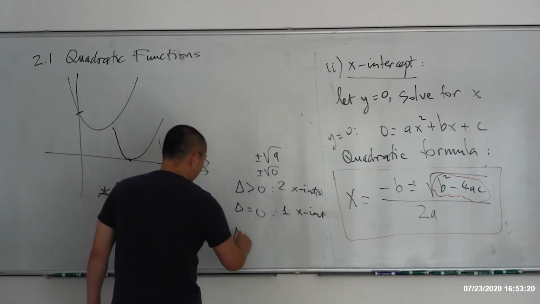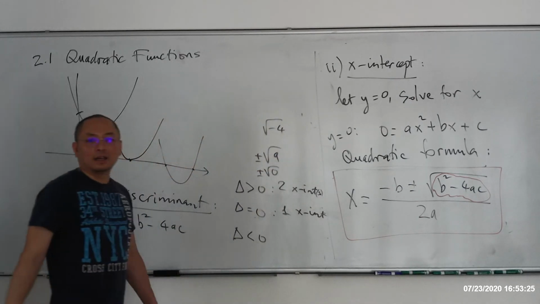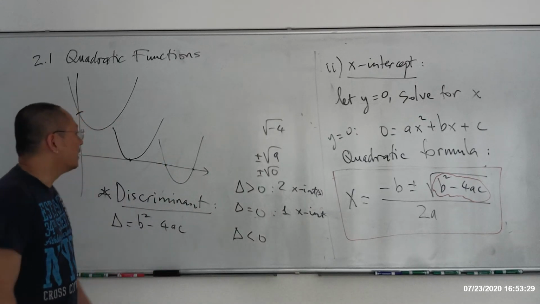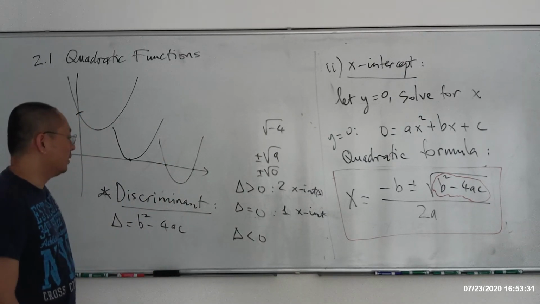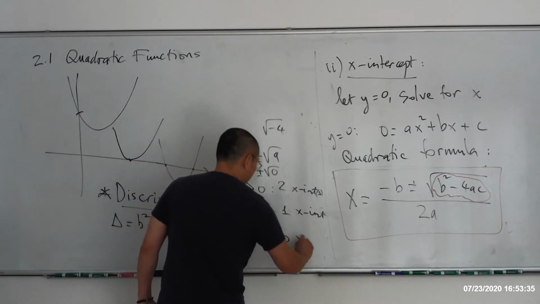What if delta is a negative number? Say the square root of negative 4. Now you don't have a real solution anymore. Actually, the square root of negative 4 equals 2i, and you have an imaginary number. So no real solution means what? No x-intercept. Zero x-intercepts.